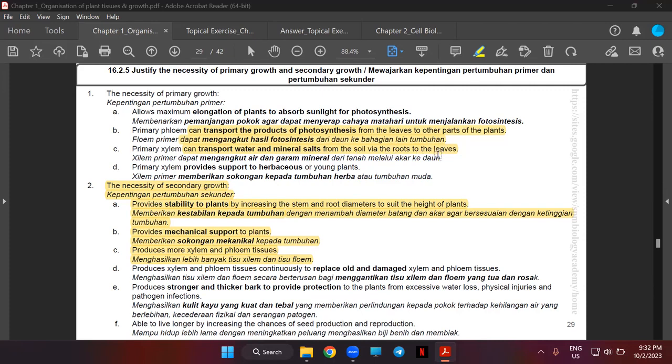Oh, lupa nak bagi tahu dalam BM. Xylem sekunder dapat mengangkut air dan garam mineral dari tanah melalui akar ke daun. Then you write this. Secondary phloem can transport the products of photosynthesis from the leaf to other parts of the plant. Phloem sekunder dapat mengangkut hasil fotosintesis dari daun ke bahagian lain tumbuhan.